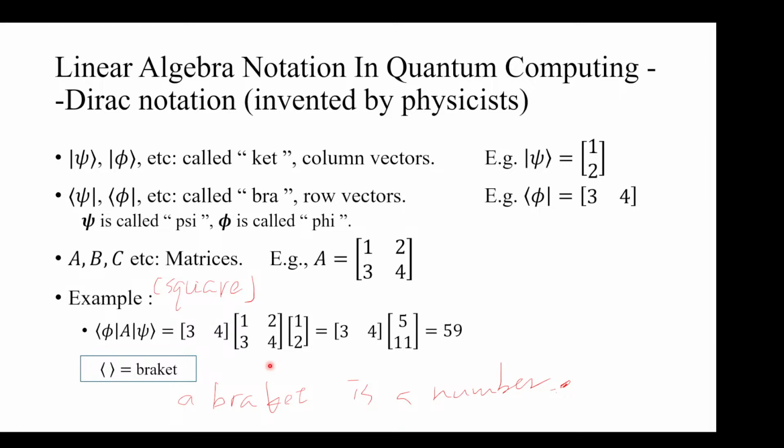For right now, really nothing extra happened. We are just writing column vectors, row vectors, and matrices in different notation.